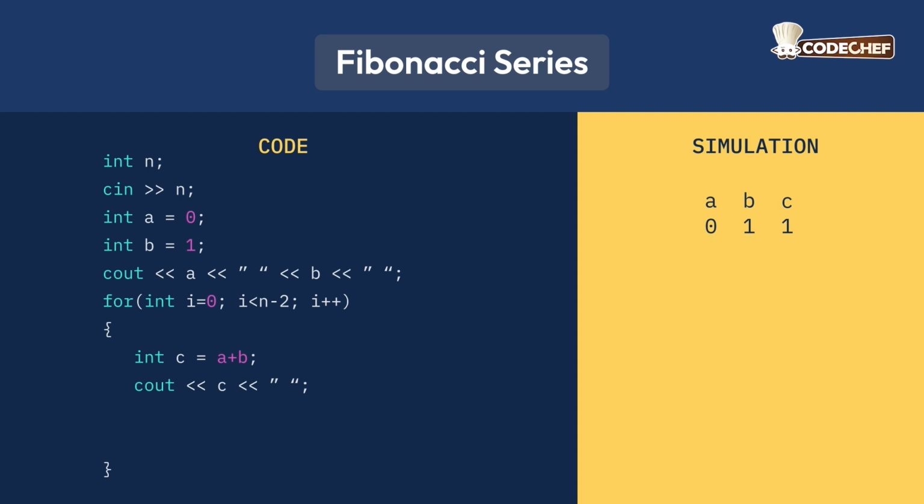Now, in the next iteration, the second number should be a new A and the third number should be a new B. How do you think we can do this? Simple. Focus on what is happening here. If you look closely, the value of B gets assigned to A and the value of C gets assigned to B. In the code, we write it like this. In every iteration, these two lines help us shift the values of A and B by one step.